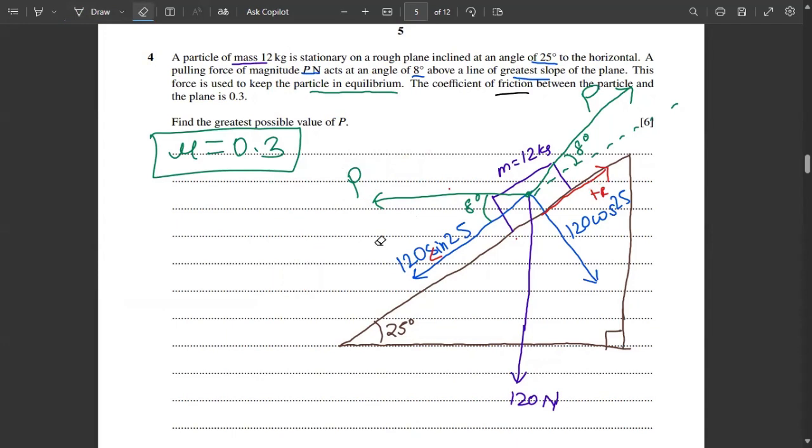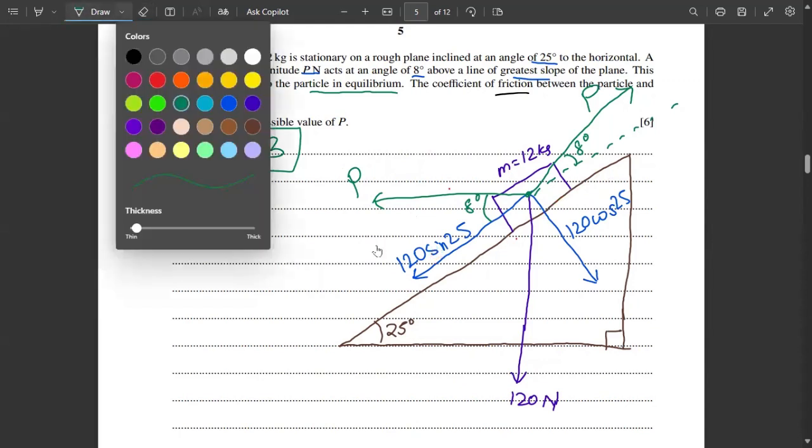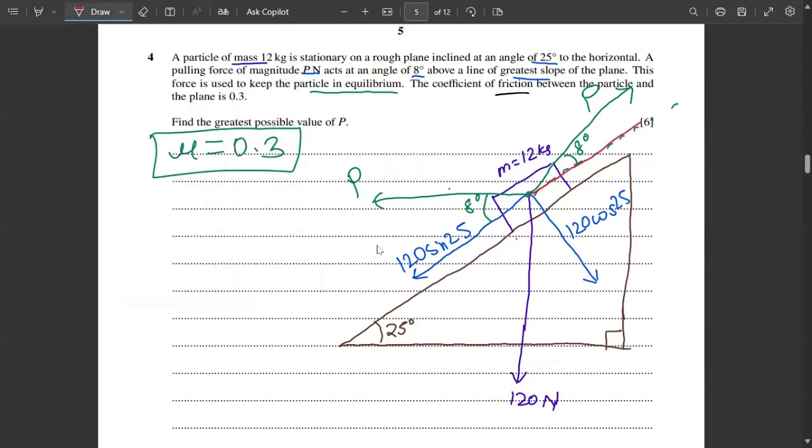One second. Yeah, I've erased it all. What if P acts upwards? Now, if P acts upwards, the component of P will act like this, right? So now there is one force down, 120 sine 25, and there is one force to the right, which is P. Now this will be P cos 8. How will it be? We'll find out later. Let's just go with it right now.